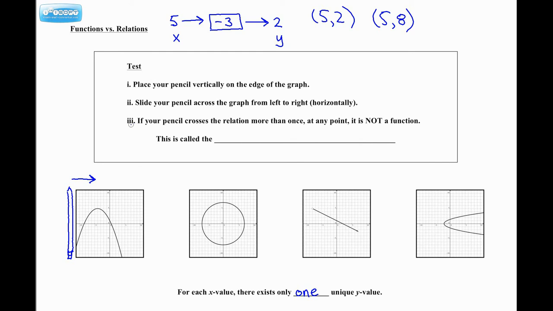Here's what you just have to watch out for. If at any time during your journey your pencil crosses the relation, that's this curve, more than once at any point, it's not a function.